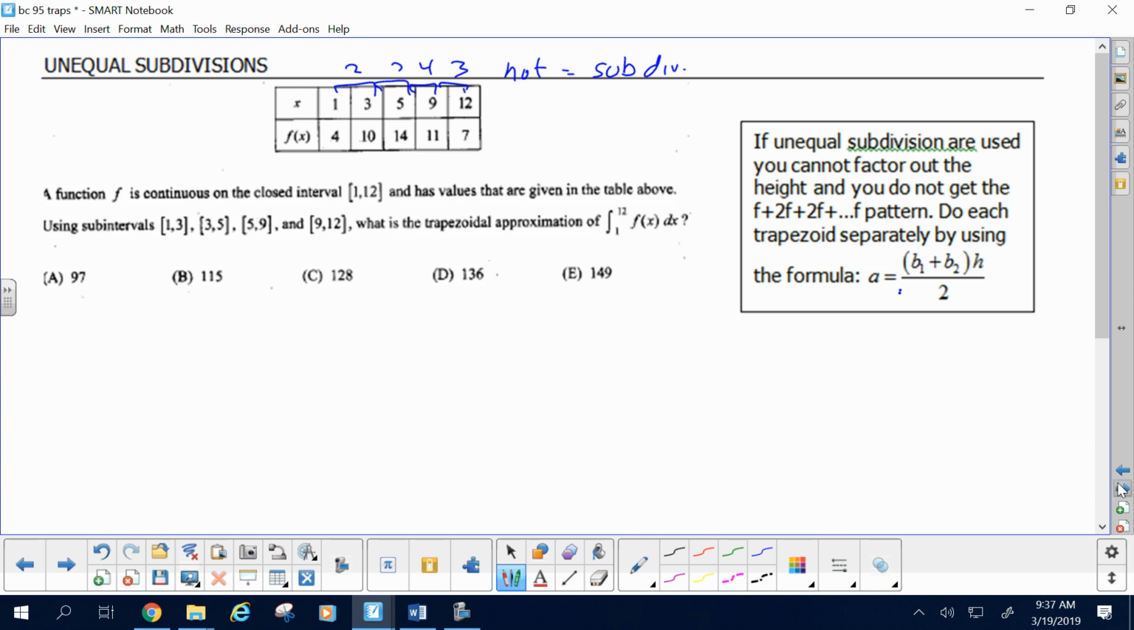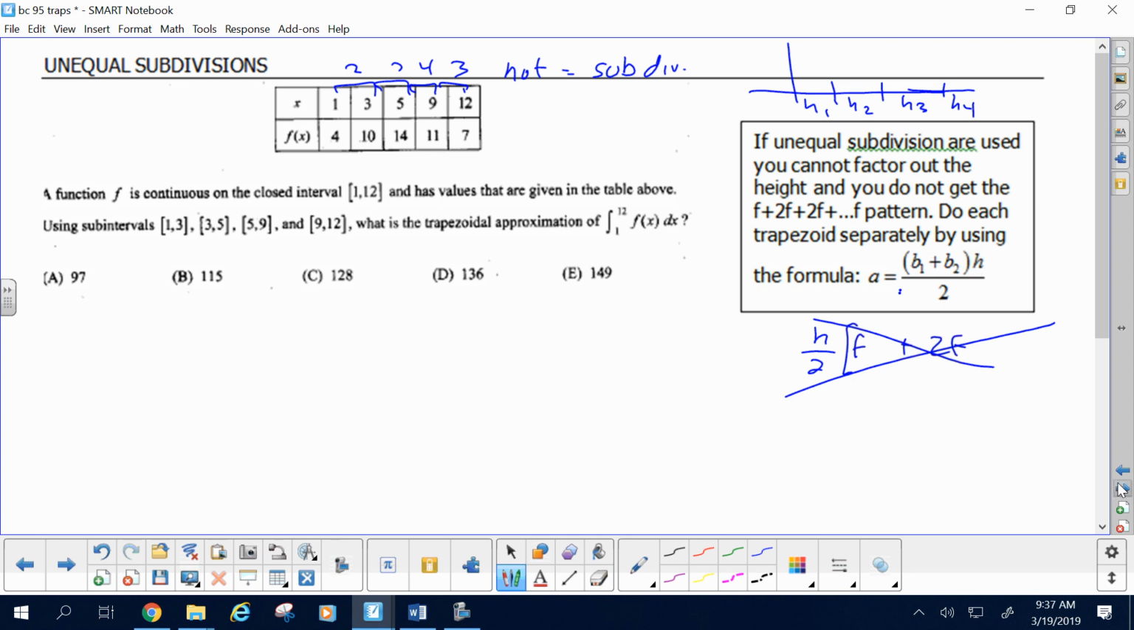Now what I wrote over here in the box means if they're not equal subdivisions, then these heights are not equal. You can't factor it out because it's not a common factor. In that case, that whole idea of factoring out a height over 2 and f plus 2f and all that, out the window. You can't do it. Okay? So instead, you actually have to do multiple trapezoid calculations.